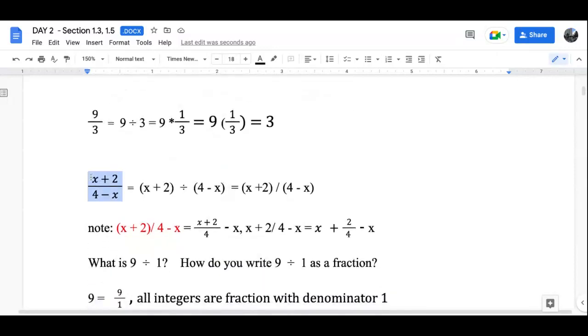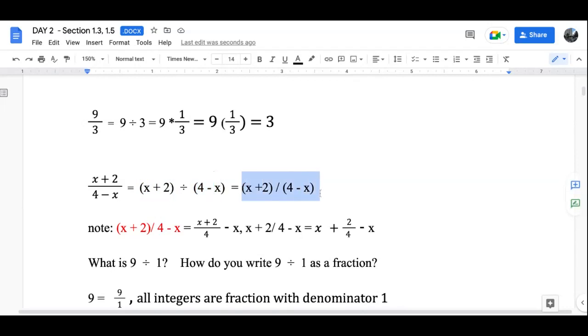Let's see the expression. So this one, numerator is x plus 2, denominator is 4 minus x. And we can write this way, x plus 2 divided by 4 minus x. We group them. You see, we use parentheses to indicate they are together as one expression. We call this binomial, right? We have two terms, but it's a group. So a group of two terms, so a binomial. So we have a binomial divided by a binomial.